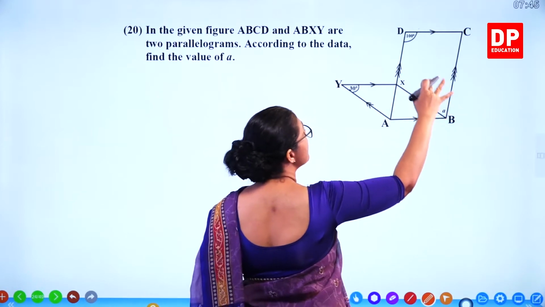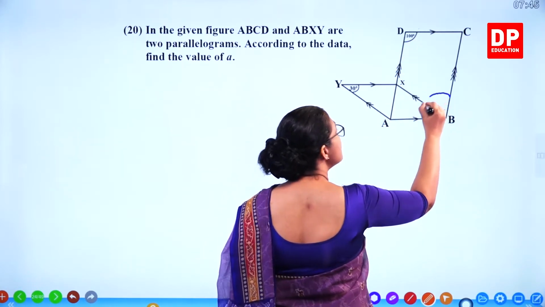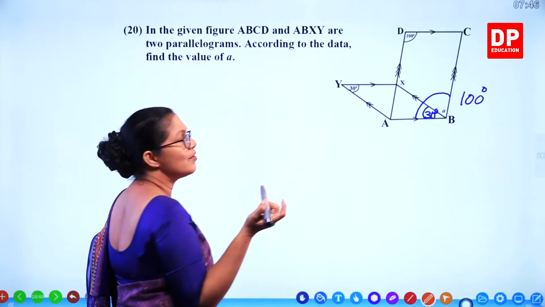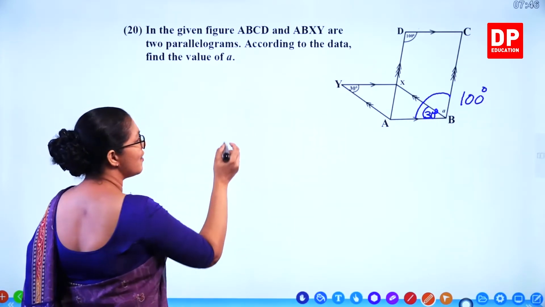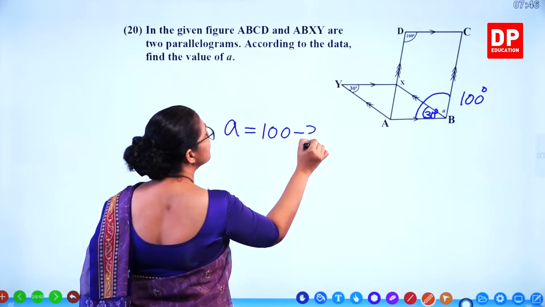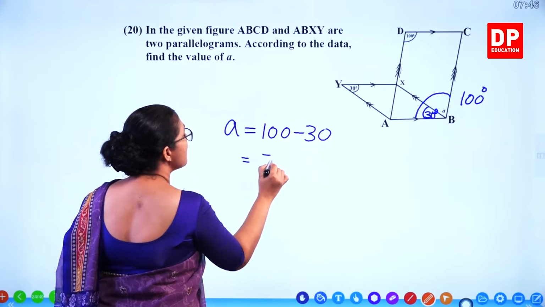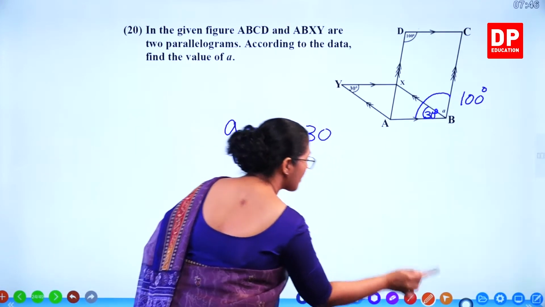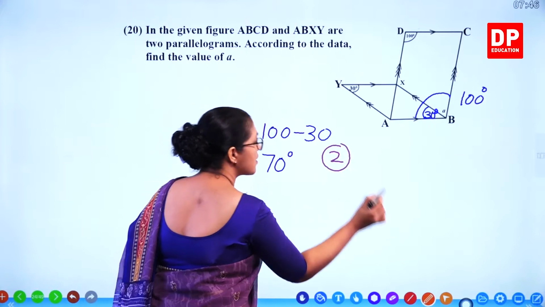ABCD is also a parallelogram. If this is 100, this whole thing is 100. Opposite angles are equal. So, what's a? 100 minus 30, 70 degrees. 2 marks.